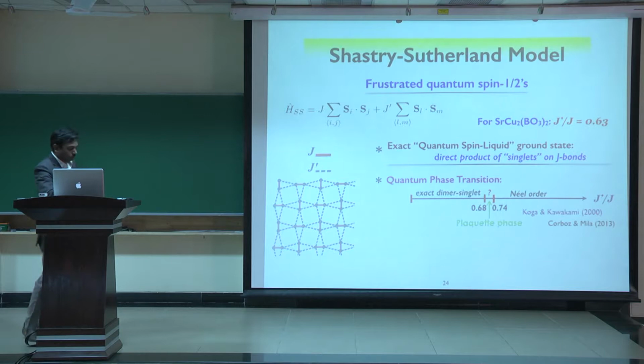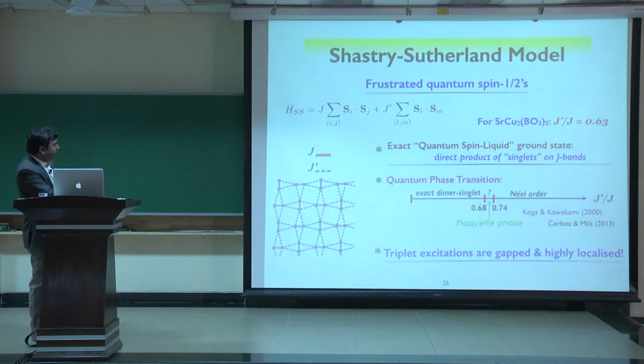Okay. And another very interesting feature which is relevant to our discussion, and we will see a little later why, is the triplet excitations. So the ground state is a singlet, but suppose you create a triplet by any means, and magnetic field is one way in which you can create such triplets, or by doing anything else. So it's important to know what is the nature of such excitations on top of this singlet ground state. And it turns out that the triplet excitations with respect to such a dimerized ground state happen to be, on the Shastry-Sutherland model lattice, very highly localized.